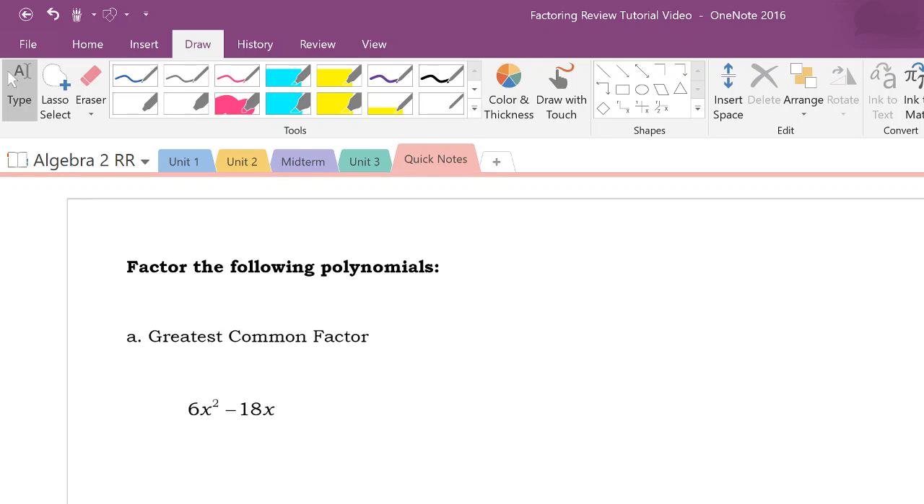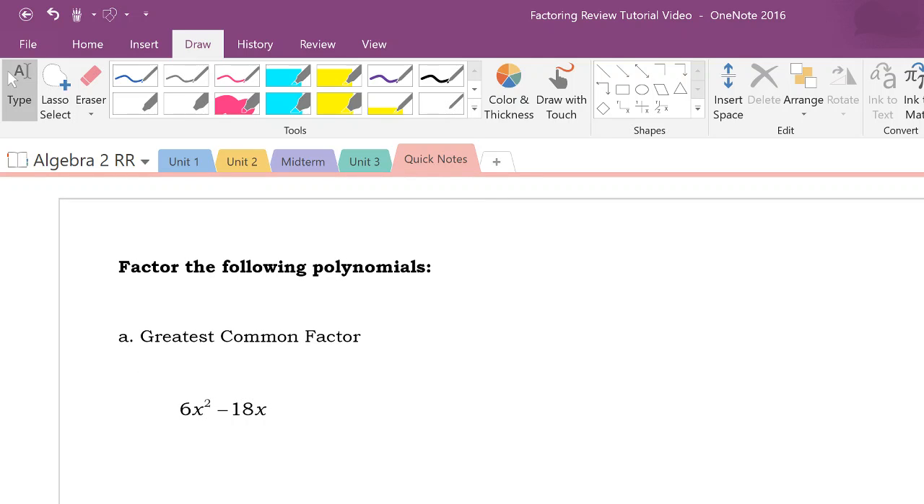So the first example I want to show you is with the greatest common factor. The example is 6x squared minus 18x. The first thing we want to do is write out our factor list for both 6 and 18 to figure out what numbers they're both divisible by. Number 6 is divisible by 1 and 6. It's also divisible by 2 and 3 because 1 times 6 makes 6 and 2 times 3 makes 6. The factor list for 18 includes 1 and 18, 2 and 9, and 3 and 6.